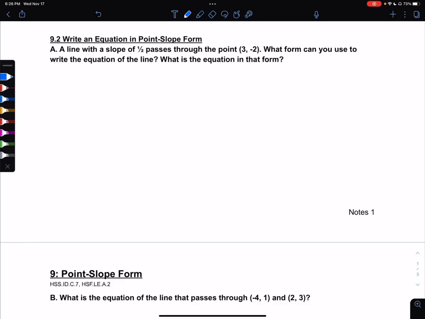In this video, we're going to look at topic 9, example 2, write an equation in point-slope form. And remember, point-slope form is y minus y1 is equal to m times x minus x1. So in part A, a line with a slope of 1/2, so they're telling us that m is 1/2, passes through the point 3, -2. So we have a point, remember that's xy, of 3, -2.